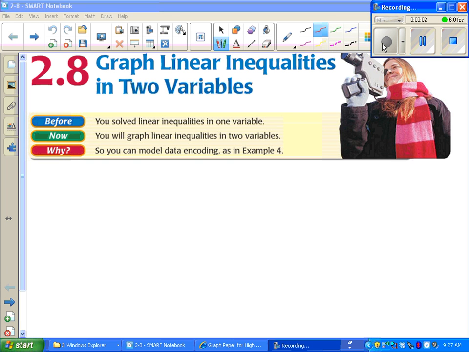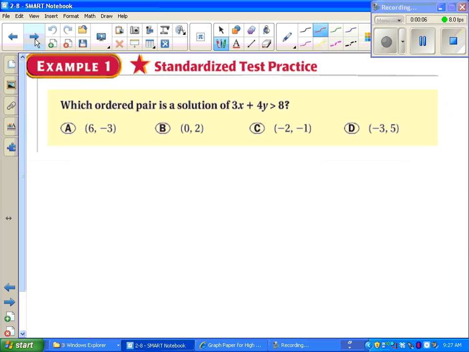Today we're going to graph linear inequalities in two variables. That means we're going to have an inequality with a less than or a greater than symbol, and we're going to have an x and a y. We've graphed inequalities with just x or just y, but not with both. Except really we have in Algebra 1, but I'm not expecting you to remember everything about it.